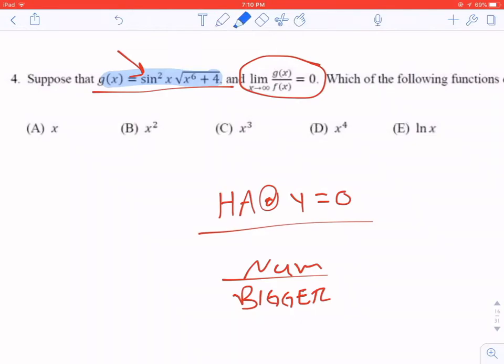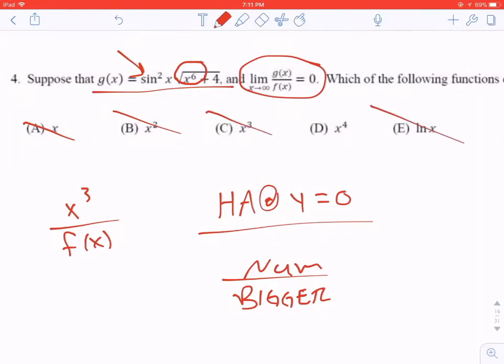The second part here, the x to the 6th part: the square root of x to the 6th is x cubed. So really, the part of g of x that affects its growth is x cubed. We want to know what the denominator would be to grow faster than that. X doesn't grow faster than that, neither does x squared, neither is x cubed, neither is natural log of x, but x to the 4th could be the denominator because that makes it grow faster than the top.